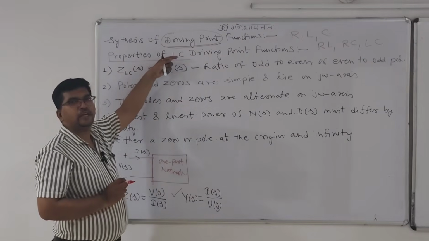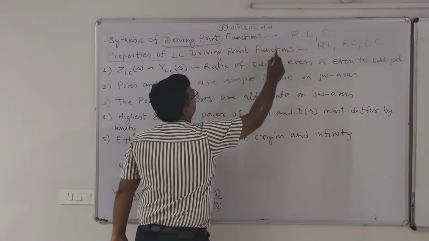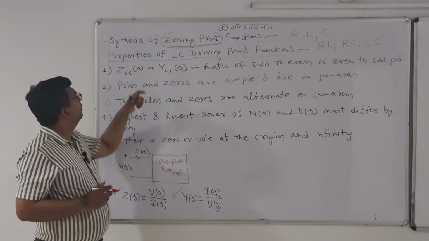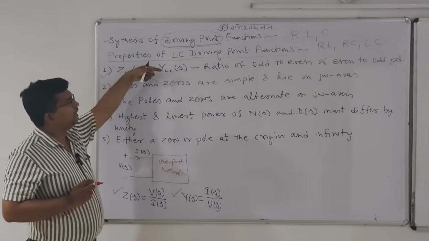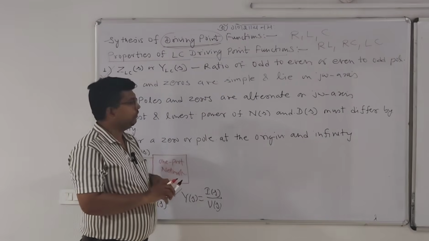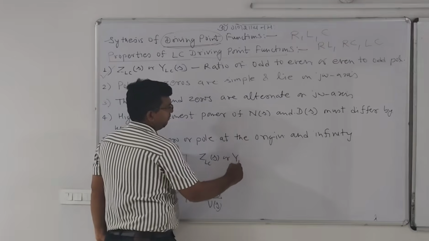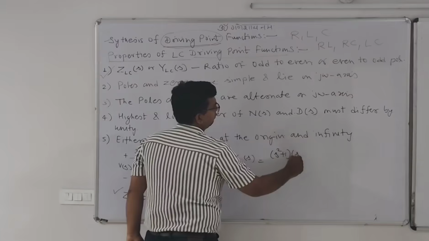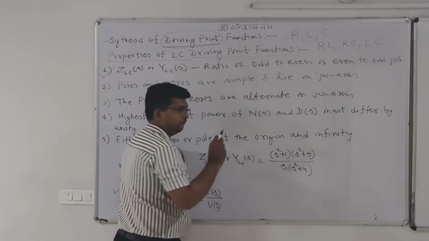Before the synthesis of LC networks, we will first discuss how to identify whether a given function is made up of or designed from an LC network. So what is the first property? Whether it is an impedance function or an admittance function, it will be the ratio of odd to even or even to odd polynomials. It means if we are given Z_LC(s) or maybe Y_LC(s), for example, (s square plus 1) into (s square plus 9) upon s into (s square plus 4).